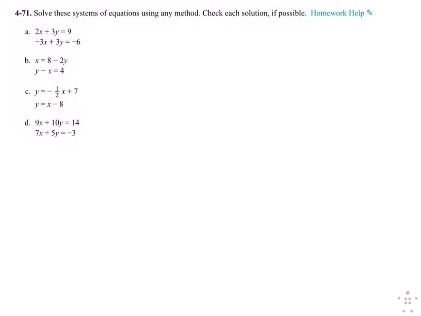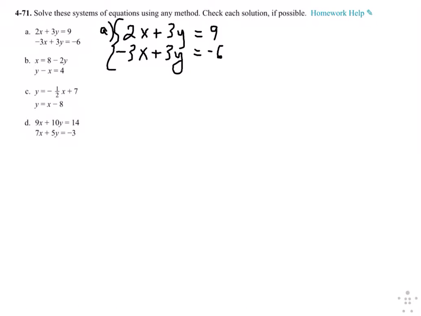Okay, 471 wants us to solve these equations using any method. So let's start with A. A is 2x plus 3y equals 9, and negative 3x plus 3y equals negative 6. So we could see that the 3y's line up. And although you're allowed to subtract the equations, I think it's better if we multiply the bottom equation by negative 1, both sides by negative 1.